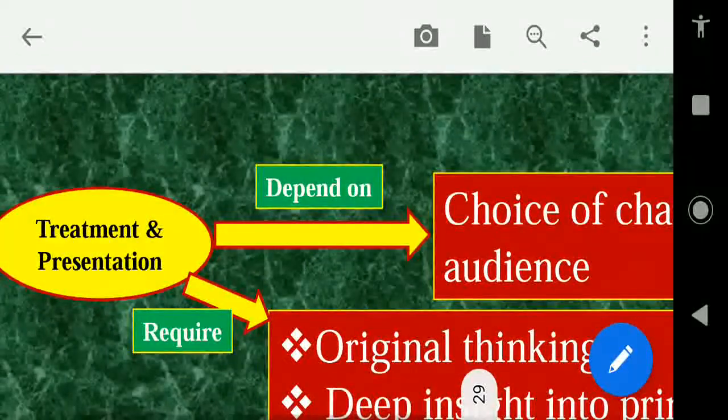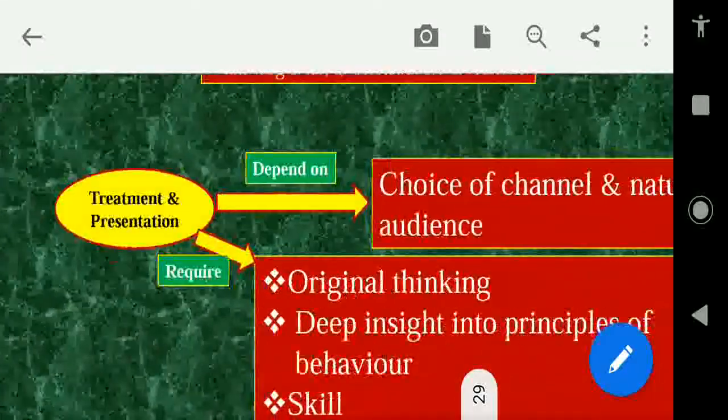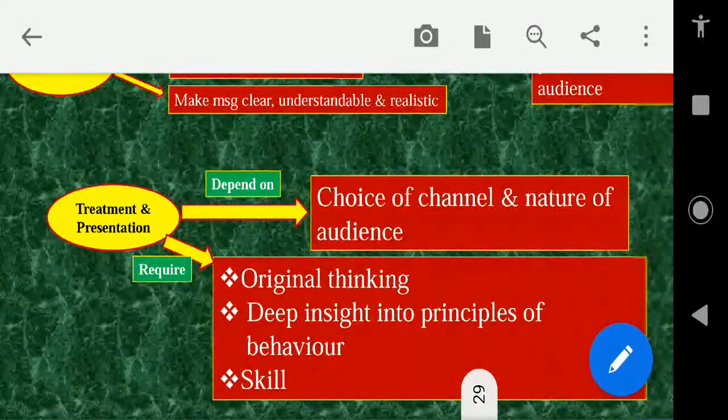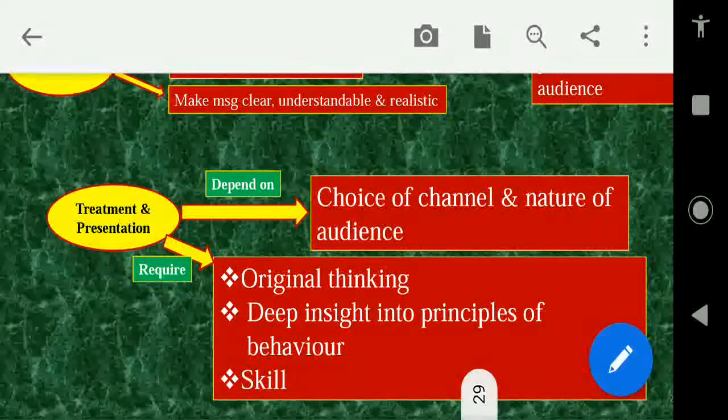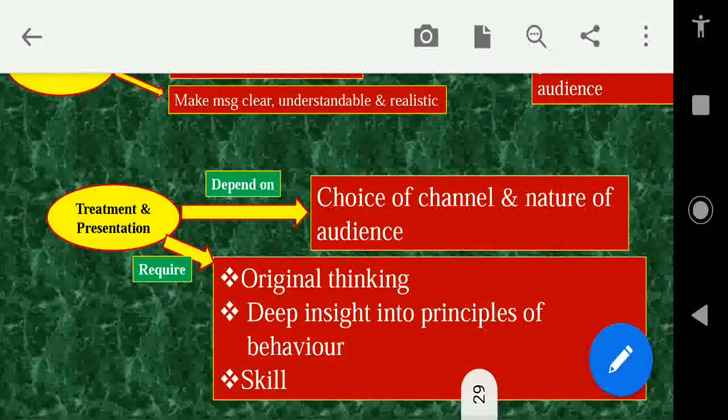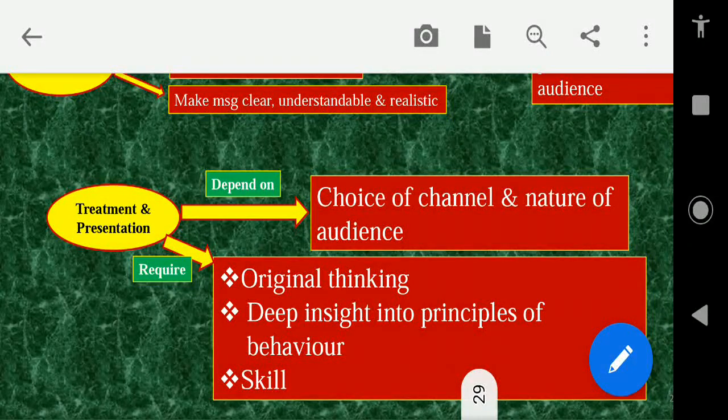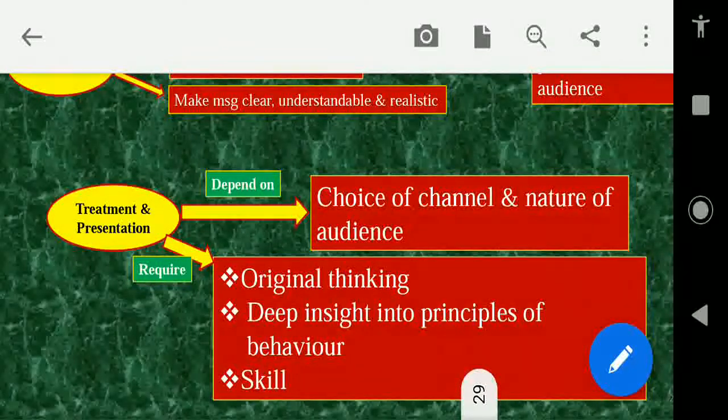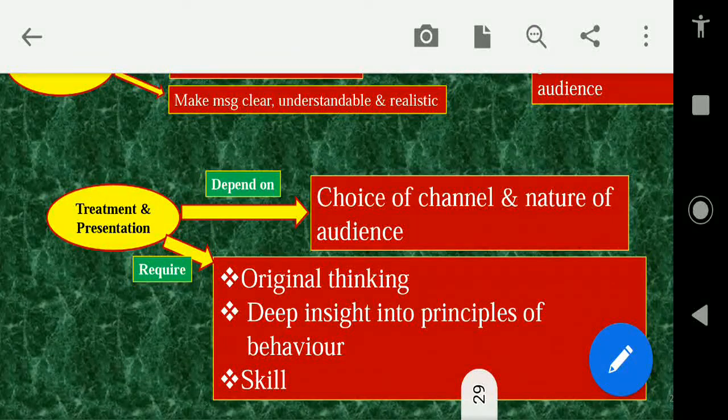Then treatment and presentation depend on what? They depend on the choice of channel and nature of audience. Treatment and presentation of the message shall depend to a great extent on the choice of the channel and the nature of the audience. Treatment and presentation of message usually require what?